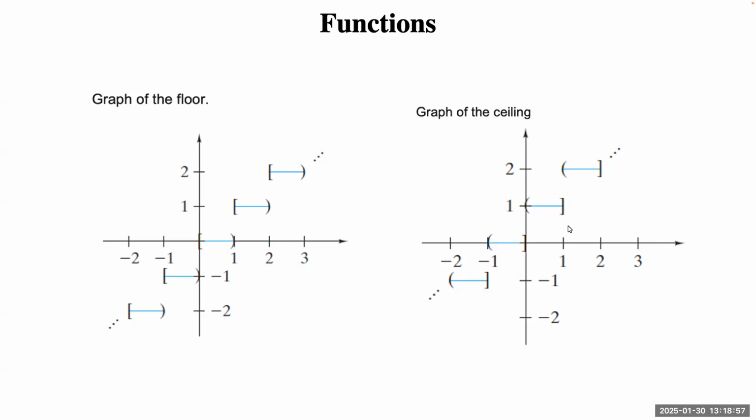Here's the ceiling. Notice everything in the ceiling is shifted 1 unit left, and the right-hand sides are square brackets and the left-hand sides are open brackets. So like between 0 and 1, pick a number like 0.6. The ceiling of 0.6 is 1. And that holds true all the way up to 1. The ceiling of 0.0001 is still 1. But once you hit 0, it drops down to 0. Okay. So those are the graphs of those two functions.